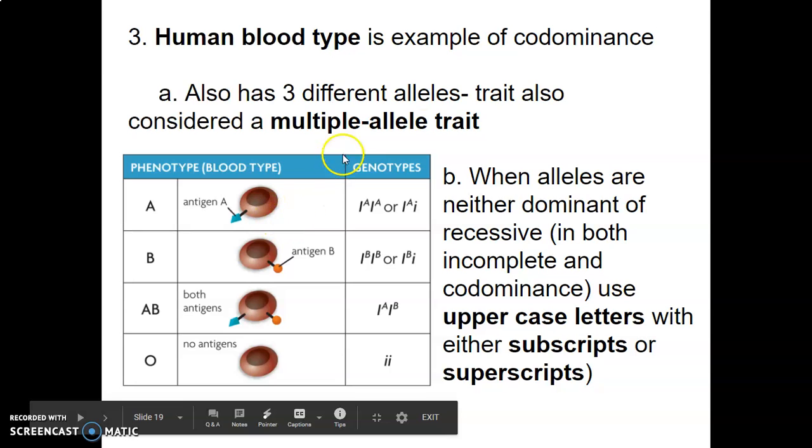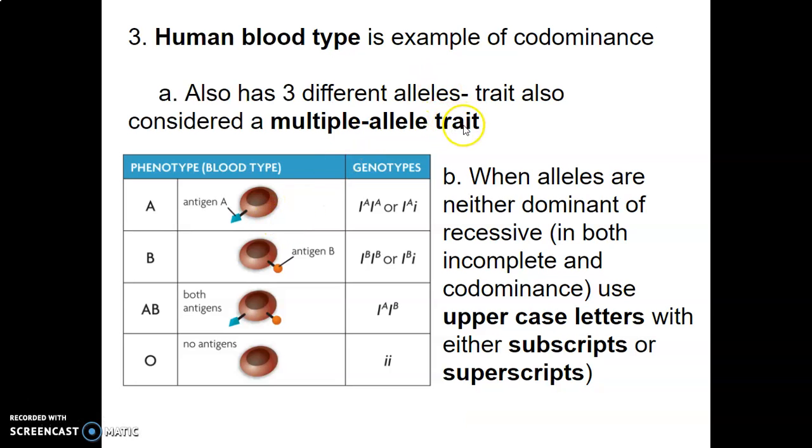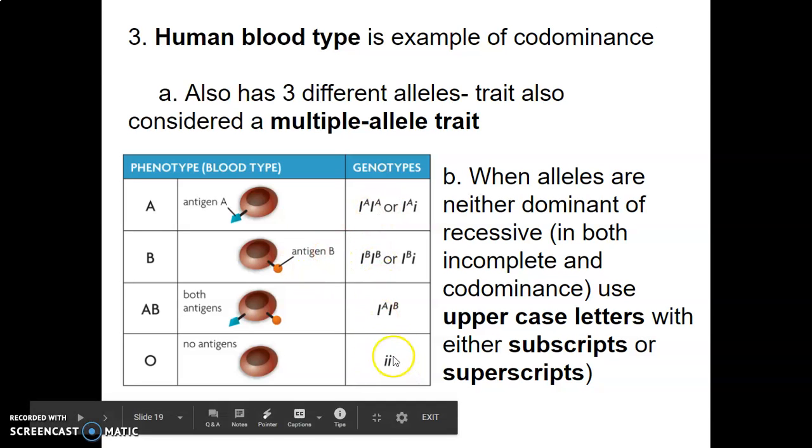And the reason there's 3 different alleles is that you could either have these antigens. Antigens are these things that are on the red blood cells. So a red blood cell, which a bunch of those together makes up the bulk of our blood, you might have this antigen for A, or you might have this antigen for B, or you may not have any antigens at all. Okay, so that's why there's 3 different alleles.